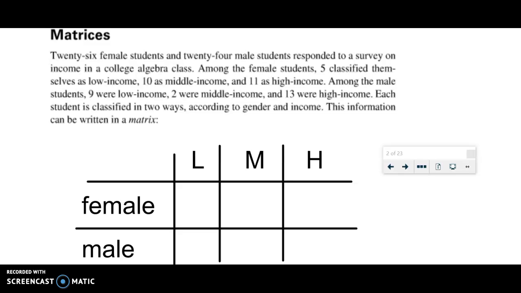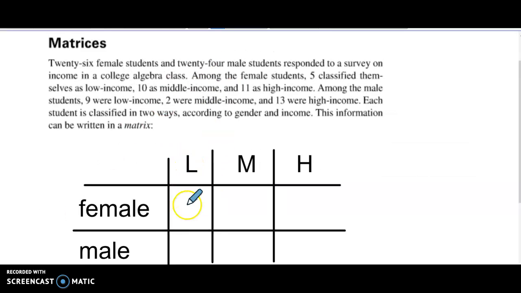So looking at the paragraph, I'd have to read back through it to find exactly what someone asks me. But if I organize it in a matrix, I can go with females, 5 were low income. Oops. We had 5 as low income and 10 middle income, 11 as high income. Among the male students, 9 were low income, 2 middle, 13 high. Now I have 2 rows and 3 columns.